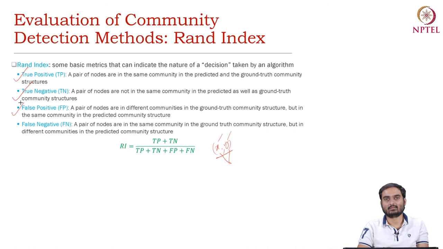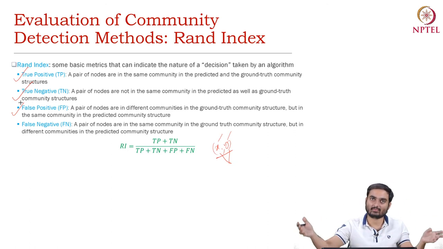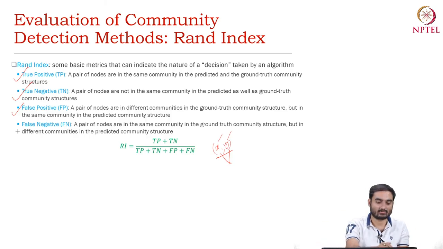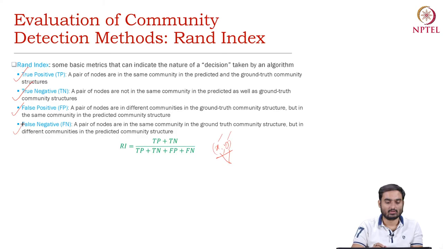What is false negative? False negative is your algorithm assigns X and Y to different communities, assuming that it's a negative pair, but it is false. According to the ground truth, they should be in the same community. It's called false negative. So false positive and false negative are errors, whereas true positive and true negatives are correct classification. So the RAND index is true positive plus true negative by true positive, false positive, false negative.